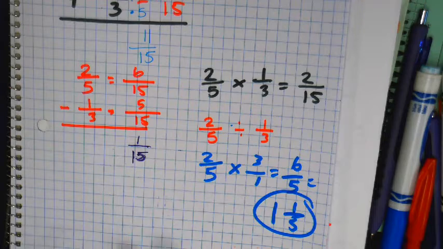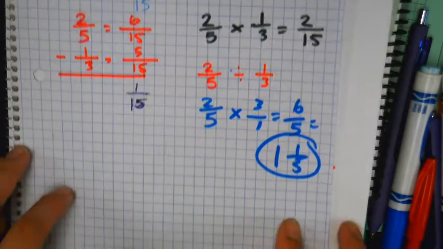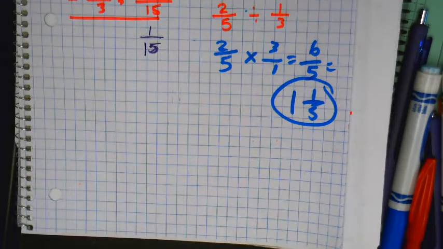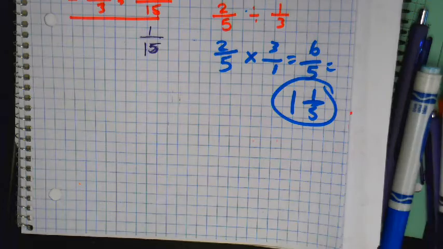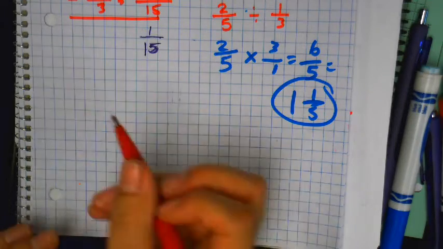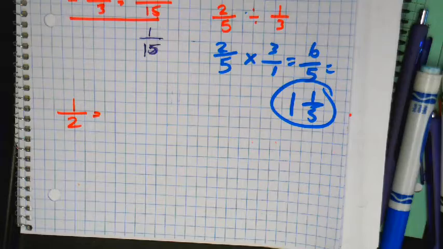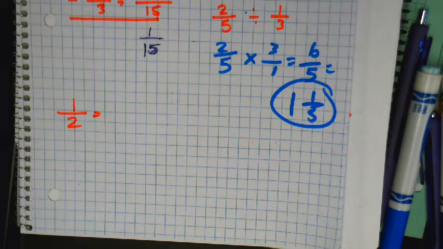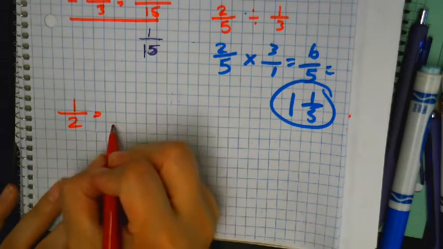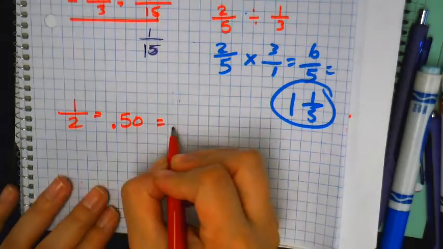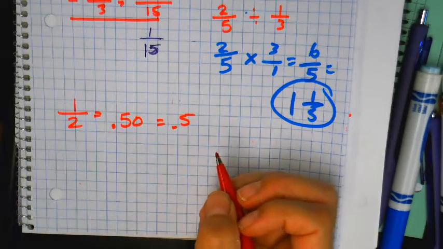Okay, pop quiz. Oh my gosh, don't get this wrong. I'm on Happy Land right now. Oh, don't ruin it. 1/2. What is that equal to as a decimal? 0.50, 0.5, 50%, right?